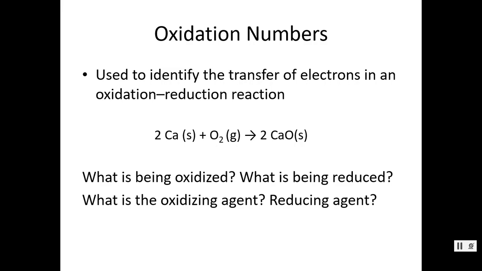In the previous example and in the previous video, the charge of both the zinc and the copper were clearly shown in the problem, and so you could in that example easily determine what is being oxidized and what's being reduced. And similarly, what the oxidizing agent and reducing agent are.